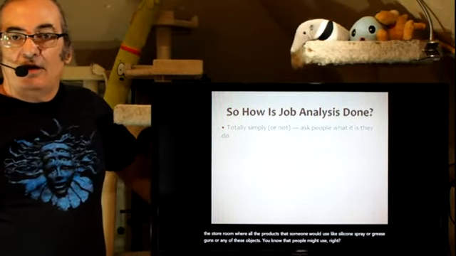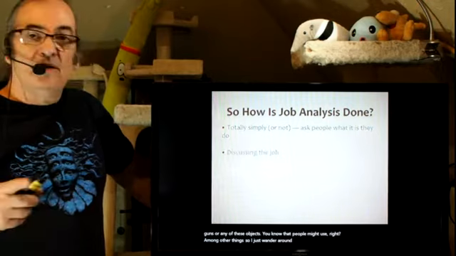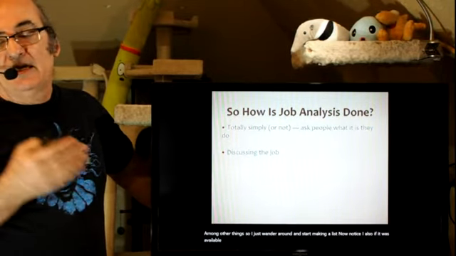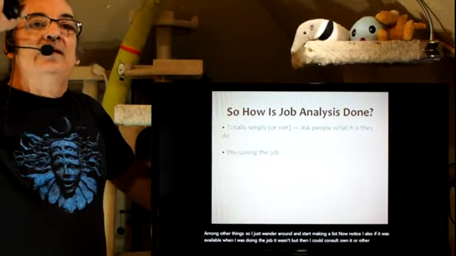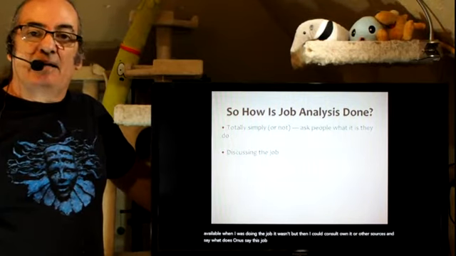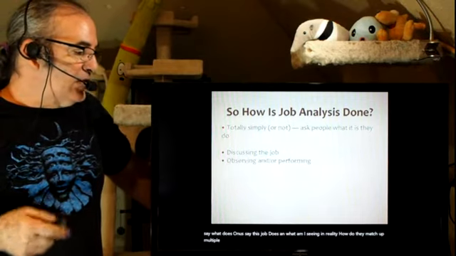Among other things, I just wander around and start making a list. Now notice, if it was available when I was doing the job, which it wasn't, I could consult ONET or other sources and say, what does ONET say this job does, and what am I seeing in reality? How do they match up? Multiple sources are always better.